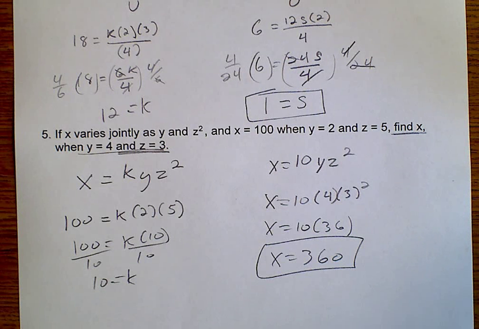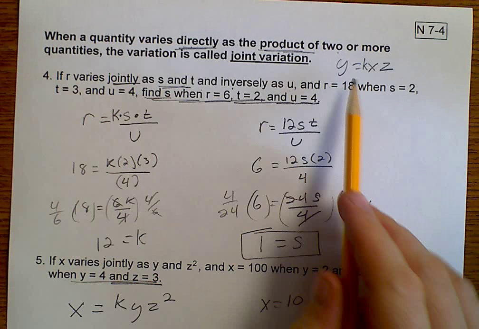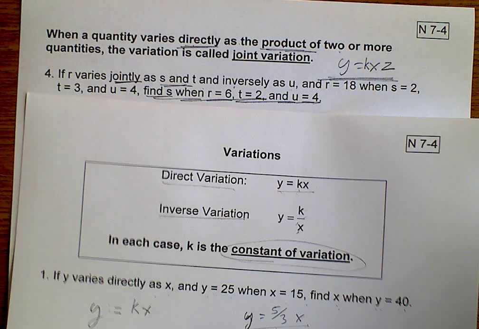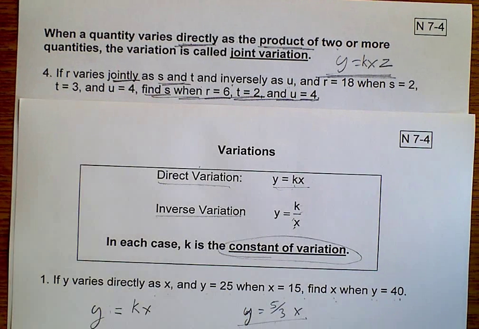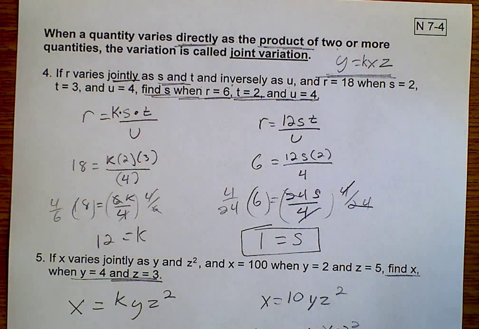So this is not terribly hard. What you'll want to do is refer back to this for joint variation, and refer back to these for direct and inverse, just until you get the hang of them and you know what's what as you're working out your problems.